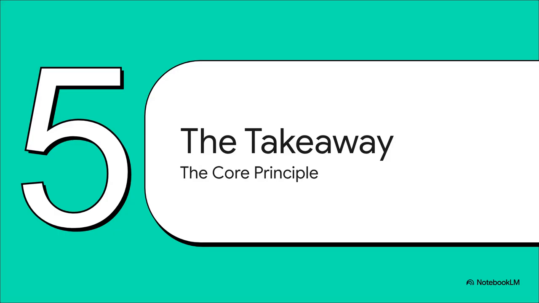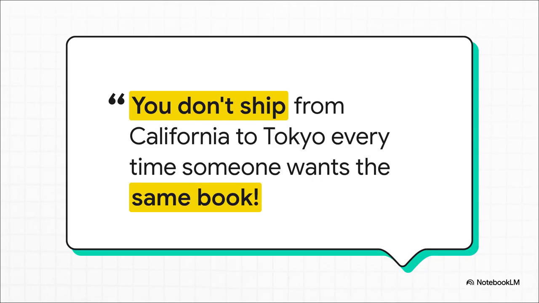All right, so after all of that, if there's only one thing you remember from this whole explainer, what should it be? It's this. Simple as that. You just wouldn't ship the same book from California to Tokyo over and over and over again. Once you truly get that idea, you understand the entire principle behind a global CDN. You put your stuff close to your users because shipping it across the world every single time is slow, expensive, and frankly, it just makes no sense at all.